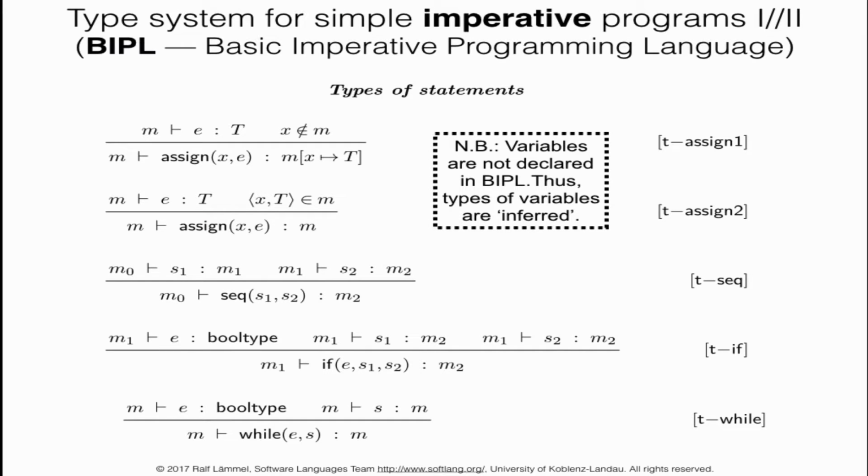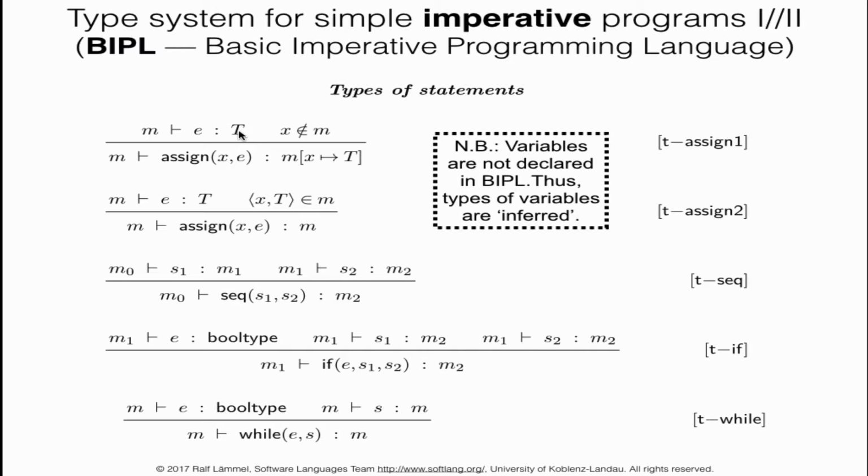Now, let's also look at slightly more interesting programming languages and their type systems. So here we look at imperative programs. So the language in the software language book is called BIPL, Basic Imperative Programming Language. And so we've got typing rules here for all the statement forms. And BIPL is special insofar that we don't declare variables. So effectively what we do in these rules, we sort of infer the types of the variables.